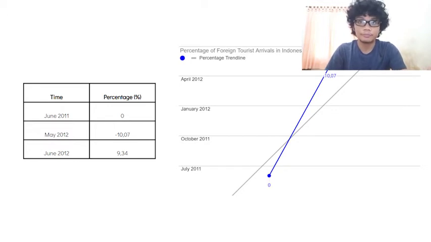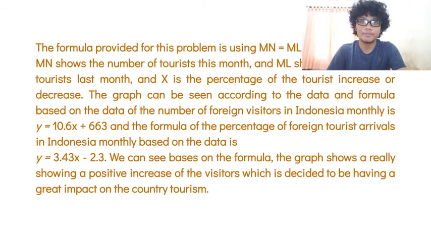So the formula provided for this problem is Mn equals Ml times 100 plus or minus x percent. Mn shows the number of tourists this month, Ml shows the number of tourists last month, and x is the percentage of the tourists' increase or decrease. So the graph can be seen according to the data and the formula based on the data.